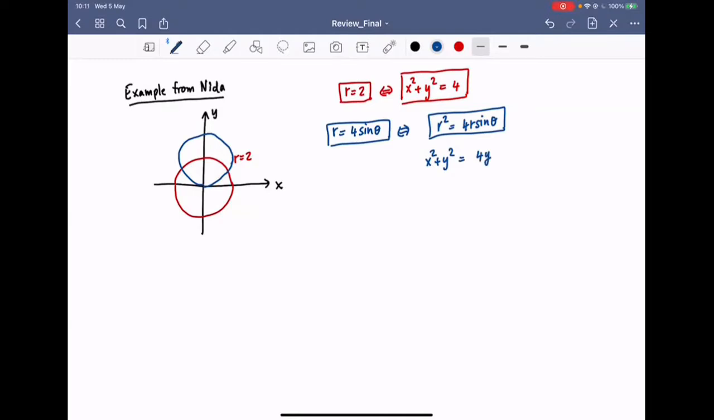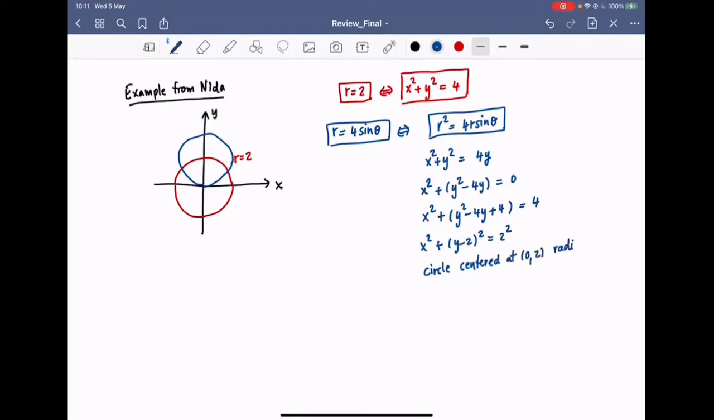So this is going to be x squared plus y squared equal to 4y. If I simplify, I get x squared plus y squared minus 4y equal to 0. And if I simplify one more time, I get x squared plus y squared minus 4y plus 4 equal to 4, so I add 4 on both sides. That means x squared plus (y minus 2) squared equal to 2 squared. So technically, this is a circle centered at x equal to 0, y equal to 2, and radius 2, which means that circle is the blue one in the picture, r equal to 4 times sine theta.